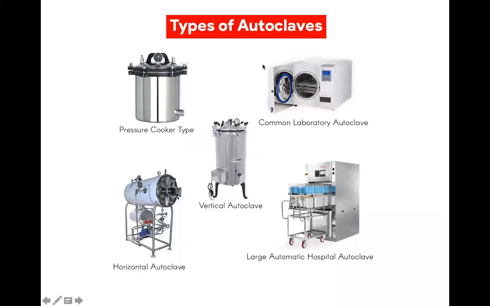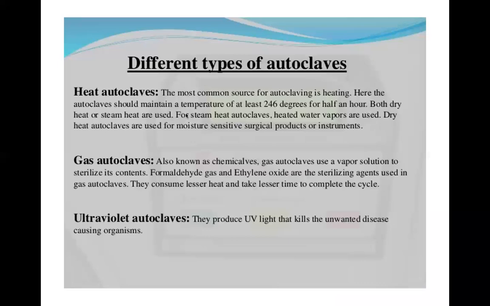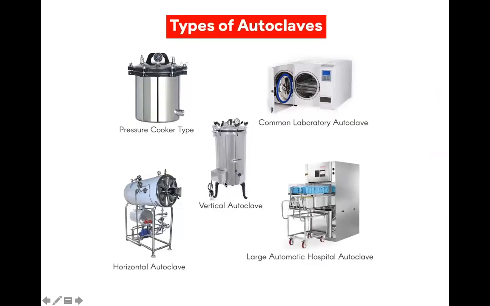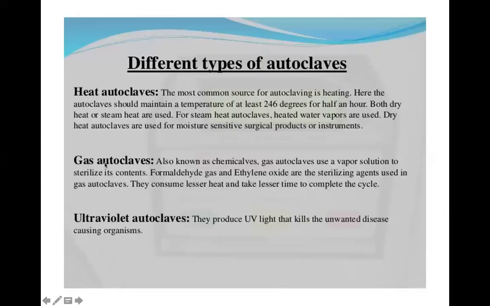So you can see there are different sizes. There are some that are very small, in dental and surgical offices, that can sterilize small devices very, very fast. Those are the heat autoclaves that use moisture. There are also autoclaves that use chemical gases, and other autoclaves that use UV lights that kill the pathogens. But the most common ones are the heat autoclaves that use water, heated up using electricity or any other heating source. It is pressurized, so the steam gets to a very high temperature, and you're able to kill all microorganisms.